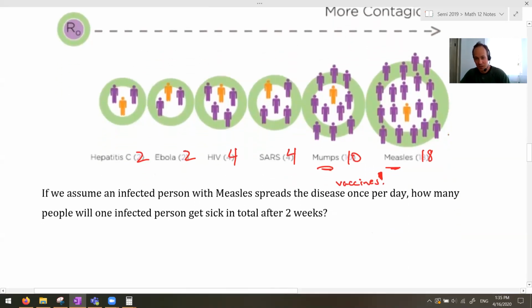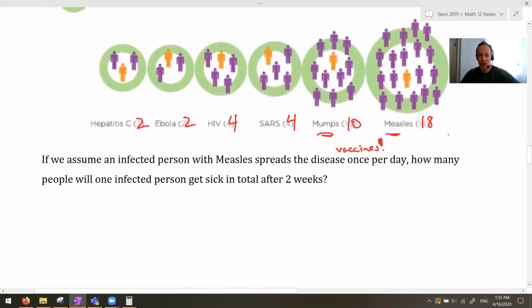Now, the thing about this is it doesn't tell us anything about timelines. It just says if one person gets infected, for example with HIV, chances are they're going to infect 4 other people at some point. So I'm forcing this a little bit by saying, if we assume an infected person with measles spreads the disease once per day, that's not a guarantee, but let's just say they did. They go out and meet their friends once per day, and then all of those friends meet someone once per day. How many people will one infected person get sick in total after 2 weeks?